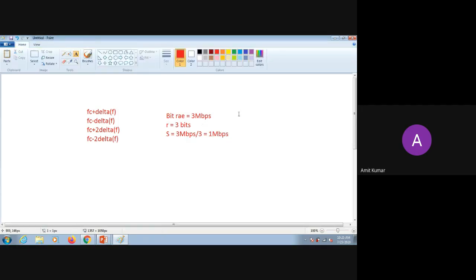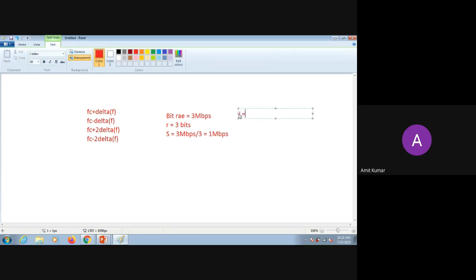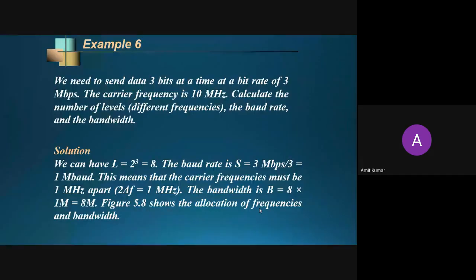That's the second thing. The first thing we have already calculated: the number of levels will be 2 raised to the power 3, which equals 8. So we have calculated those two things till now. Now the carrier frequency is 10 megahertz. Calculate the number of levels or different frequencies, the baud rate and the bandwidth.